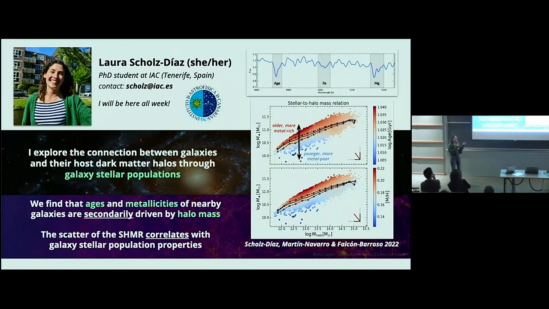What I did in my first work was to connect the scatter of the stellar-to-halo mass relation with galaxy ages and metallicities that are obtained from optical spectra. So the plot is here, published in my first two papers. Also, we connect them with the star formation histories. And yeah, we find how the scatter correlates with their population properties.